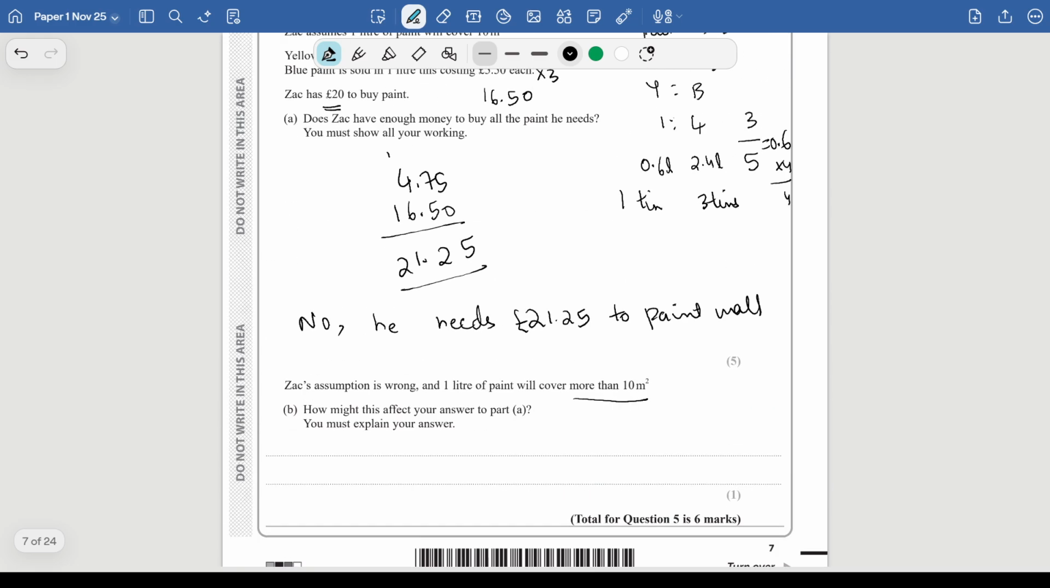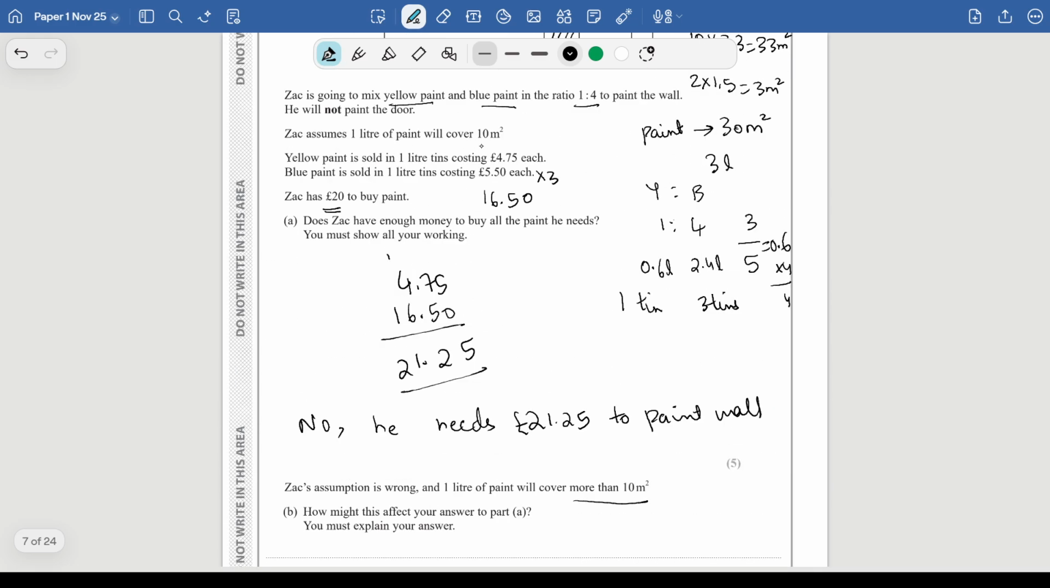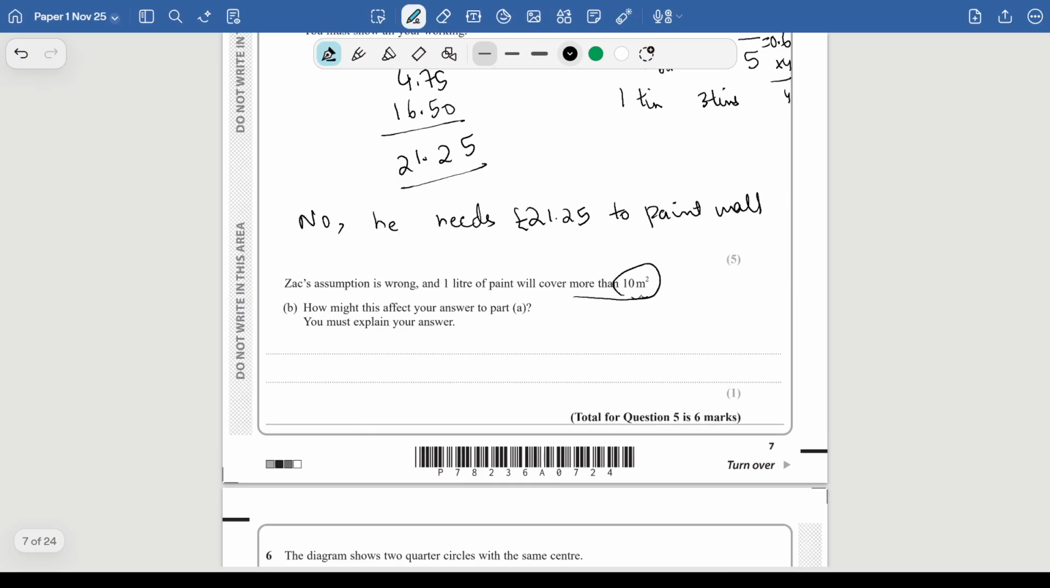So now if his assumption that 1 liter will be sufficient for 10 meters square is wrong, and he can cover more area now. So if he's covering more than 10 meters square, that means he will require less paint. So we will say he will need lesser than 3 liters of paint to cover the area he needs to paint. But then we cannot say for sure by how much less or by how much more area it will cover. So will the amount still be sufficient for him? We can't say that for sure. But one thing is sure, that he will need less paint to cover the area.